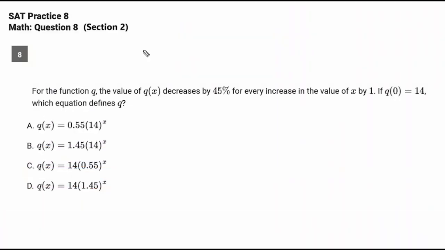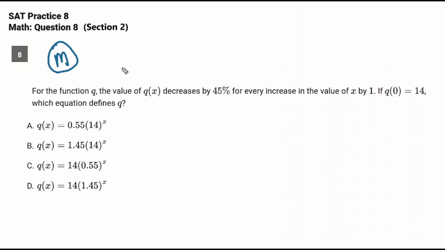We're on SAT Practice Test 8, Math Section 2. Welcome to Question 8. What's the level of difficulty here? It's medium. This is really the last medium question on this Section 2 of this SAT, so enjoy it.